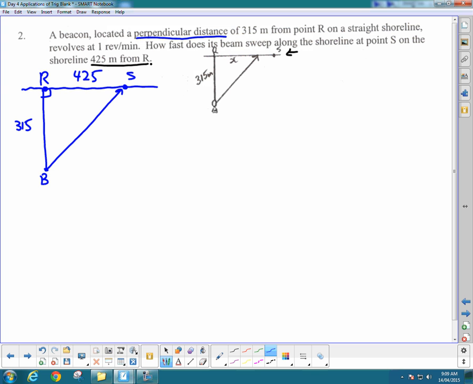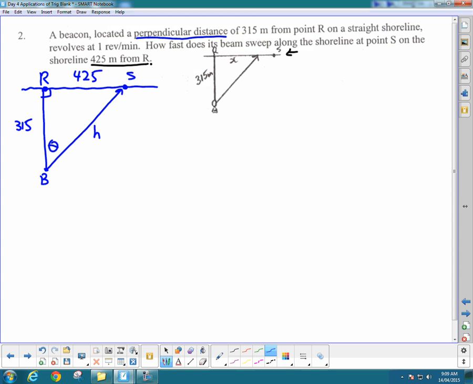I've got this third side here, and I need a letter for it. I like H. It's a good side. The other thing that we have is this rotation. Which angle, at R, at B, or S, describes the rotation? At B, that's right. And it's going at 1 revolution per minute. We're going to have to deal with that in a moment.